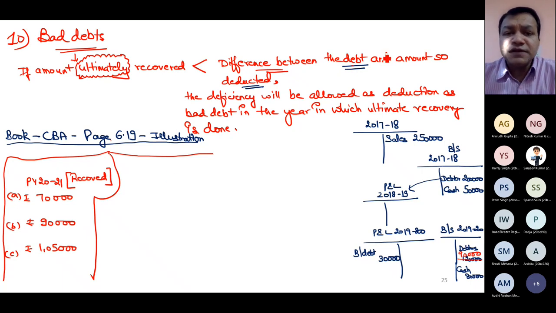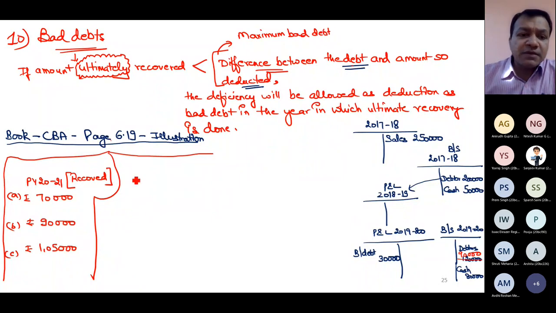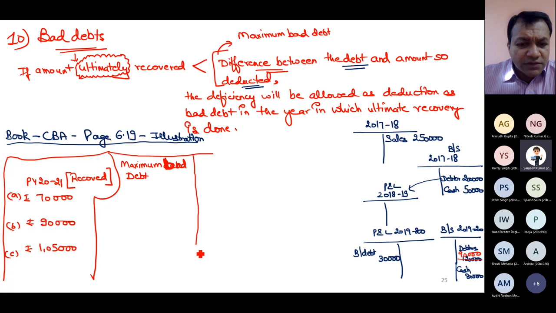So technically this difference is nothing. If you see carefully, this difference tells you the maximum bad debt, that is, how much maximum bad debt you can be having. Can you tell me how much maximum bad debt I can be having? Think logically, how much maximum bad debt you can be having in my example? 20,000. How much?